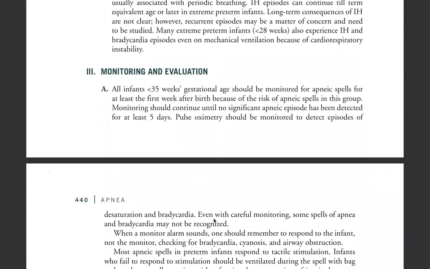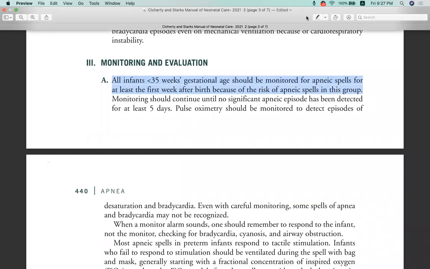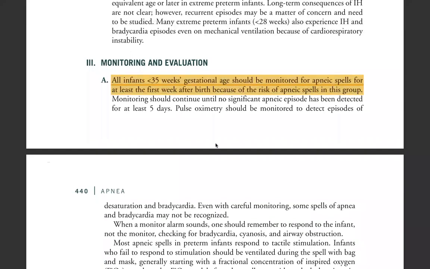So all babies less than 35 weeks need monitoring for apneic spells at least during the first week after birth. Till when should you monitor? At least during the first week after birth, all babies less than 35 weeks you have to monitor. If there is already an apnea in the baby, you should monitor until the baby is apnea free for at least 5 days.